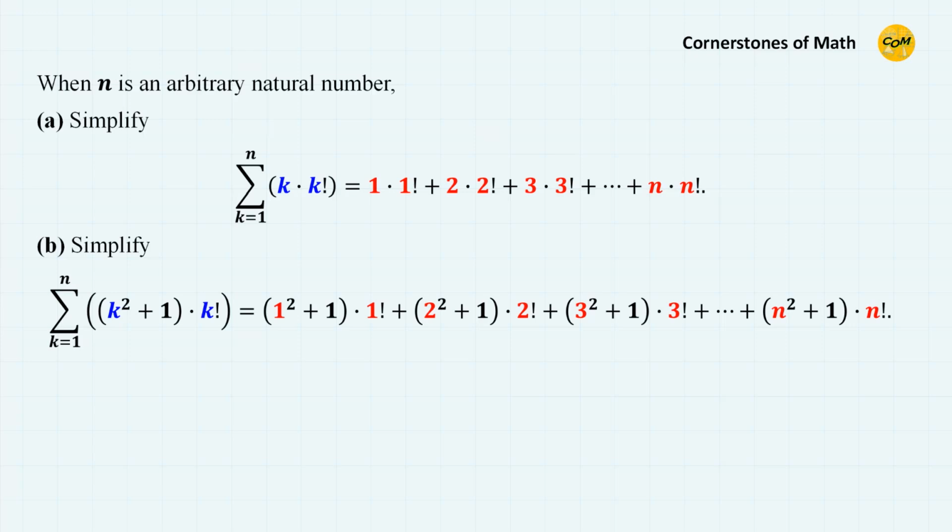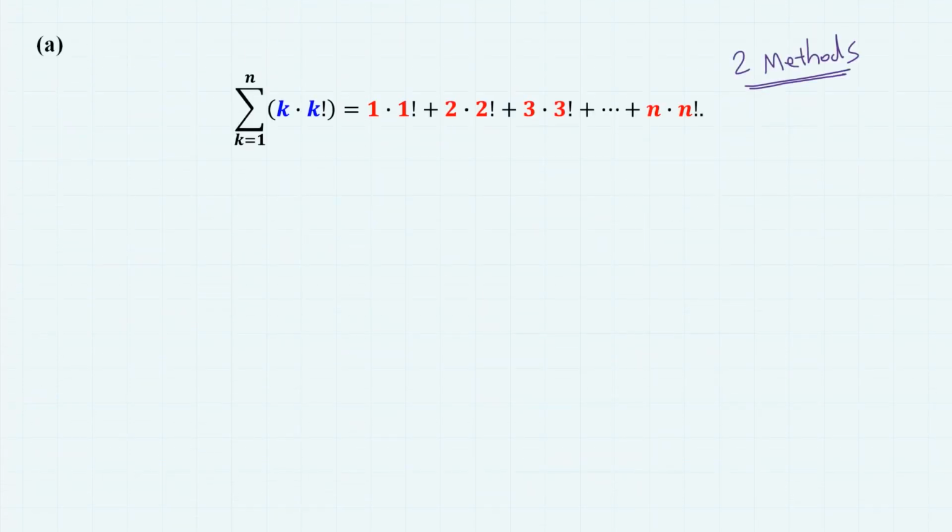Today we are going to evaluate these two partial sums given that n is an arbitrary natural number. The first one is the summation of k times k factorial, and the second one is the summation of k squared plus 1 times k factorial. So the first one, and actually let's solve this with two methods.